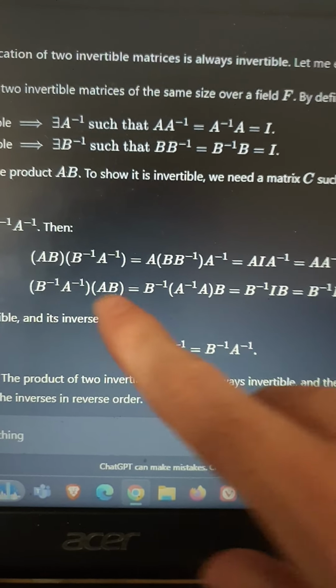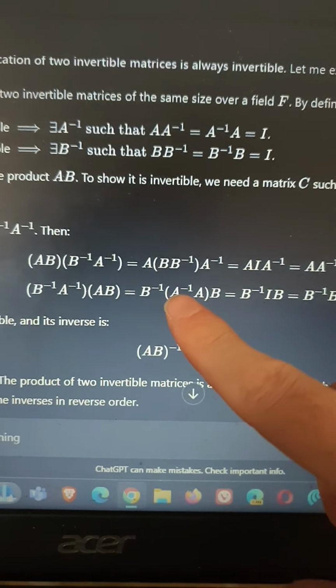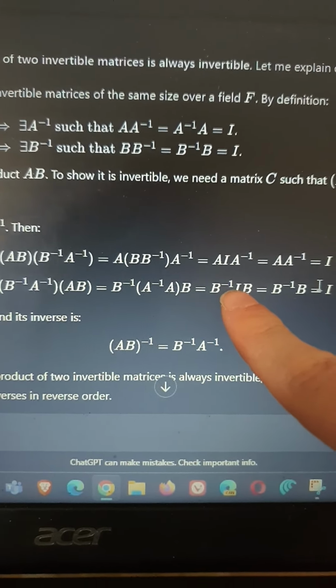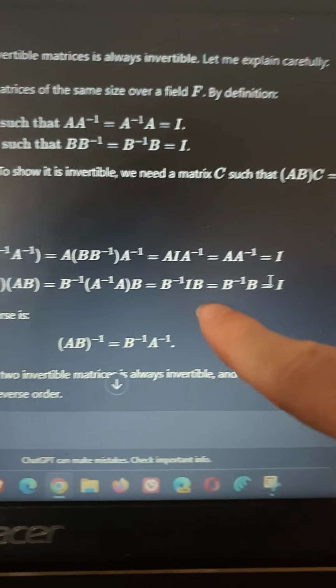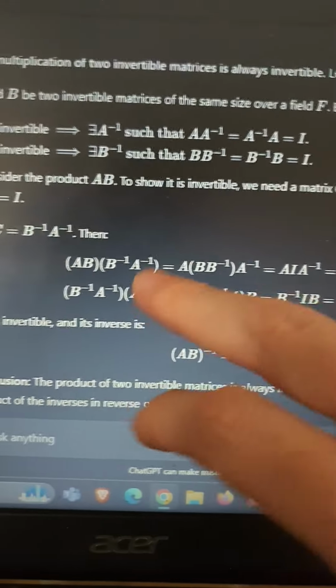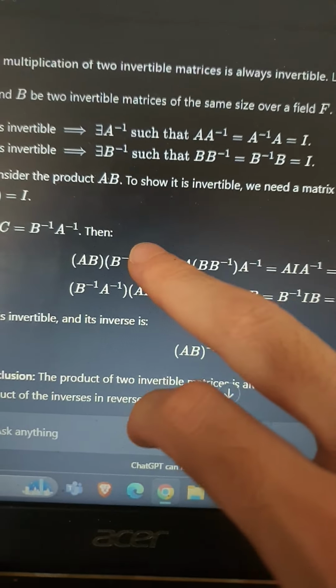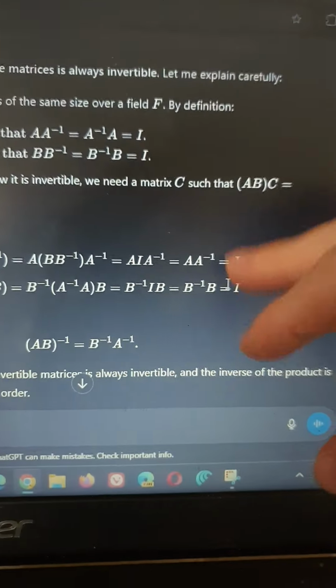And when we do that, we can take A minus 1 with A, and we know that this is the inverse, so we get I, so we can get rid of the I and get B minus 1 B, which gives me again I. So this is exactly the definition for inverse matrix. When we multiply from both sides, we get I.